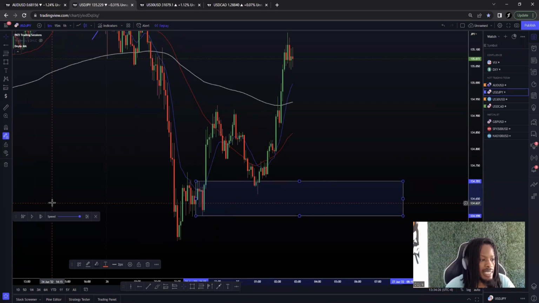But timing is key though. So you're saying the 5 minute setup within the 1 hour zone is riskier to take. That's why we wait for another setup.